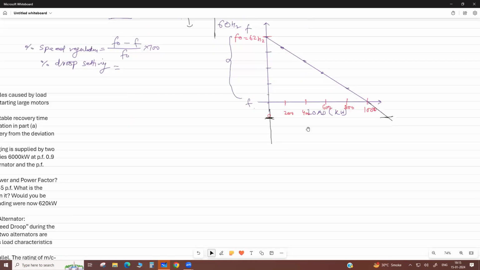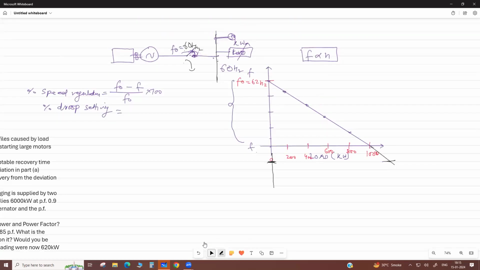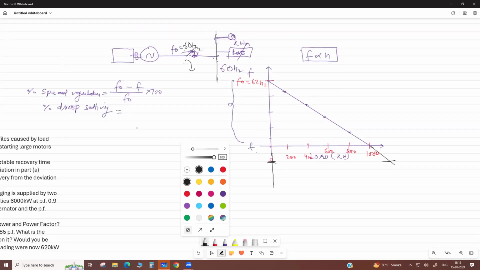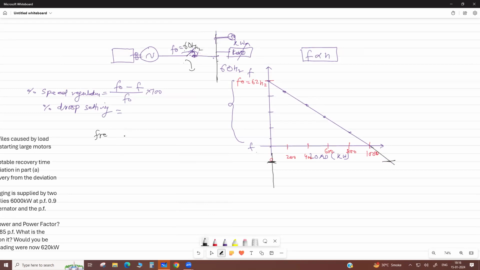Now this is the speed droop, or it is called the frequency versus load curve. Why do we call it frequency versus load curve? This curve is called the frequency versus load curve. Okay.